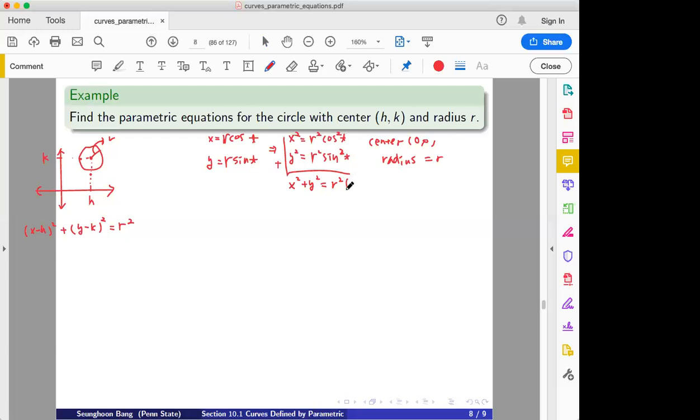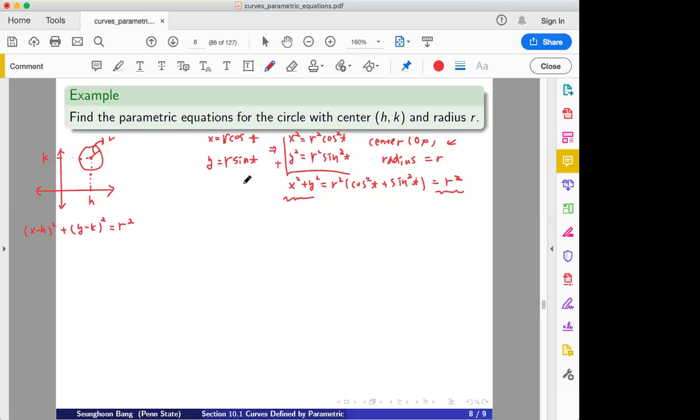Factor out the common factor r squared times cosine squared of t plus sine squared of t, which is exactly r squared. So what happens? We have x squared plus y squared equals r squared. Yes, exactly a circle with center (0, 0) and radius r. This is the whole idea for finding this one. So next.